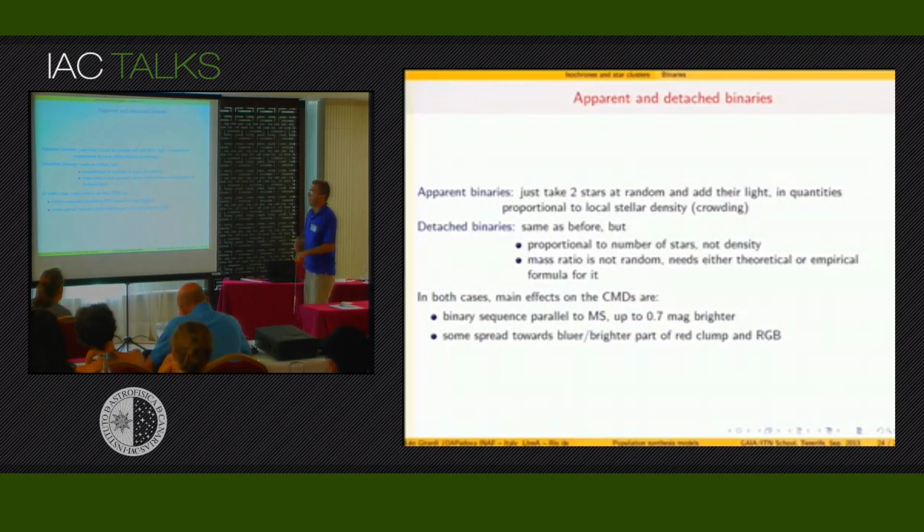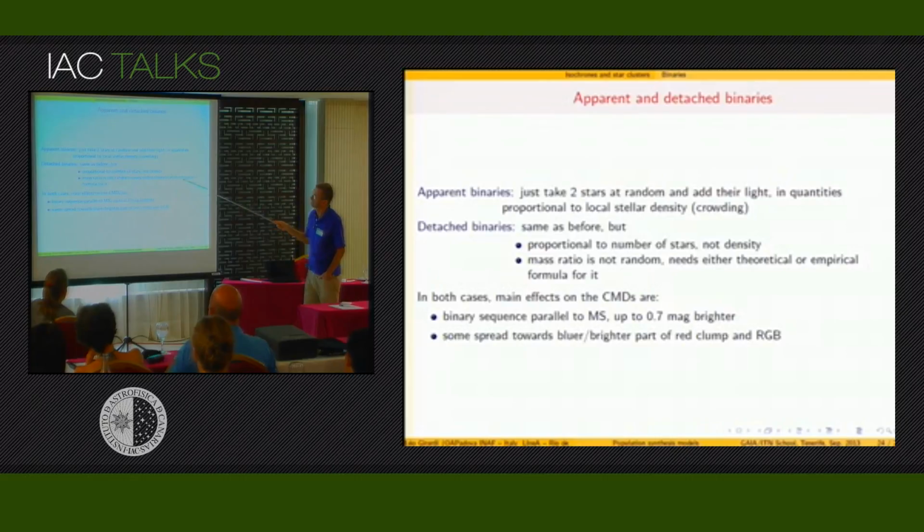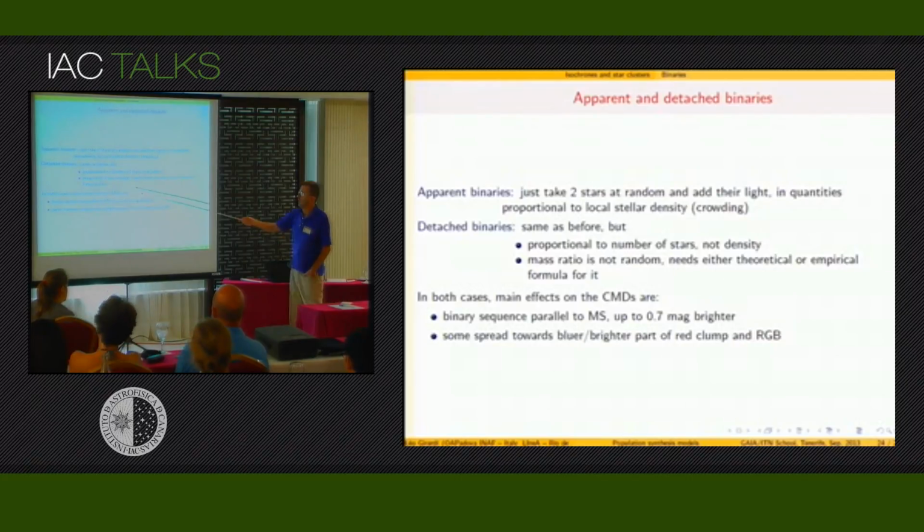A little bit more interesting are the detached binaries, which are stars that are physically associated, but too far apart so that the evolution of both stars is independent. They will never interfere with the evolution of each other. So the detached binaries will appear in numbers proportional to the number of stars and not to the density of stars in the image. Also, the mass ratio will not be random, because some kinds of physical binaries are much more likely than others. So we need a prescription for that.